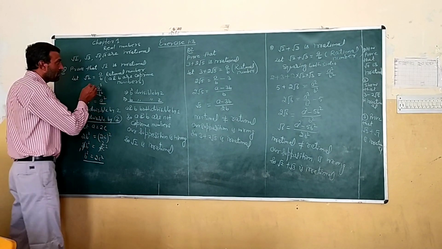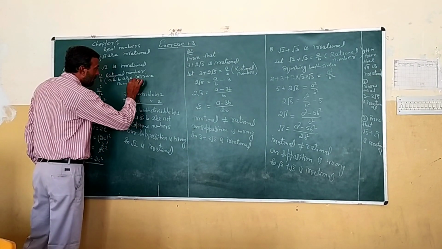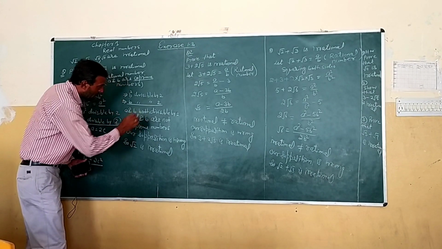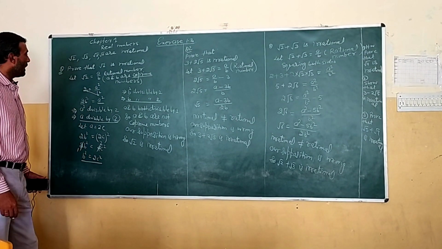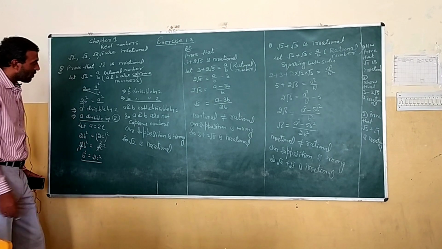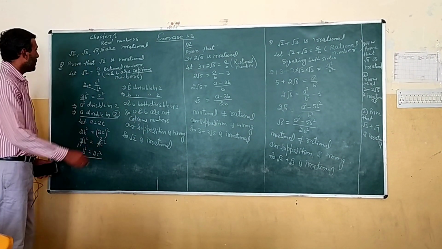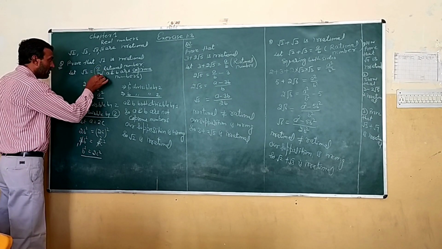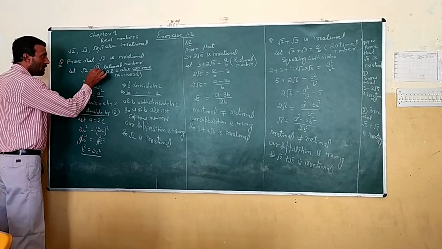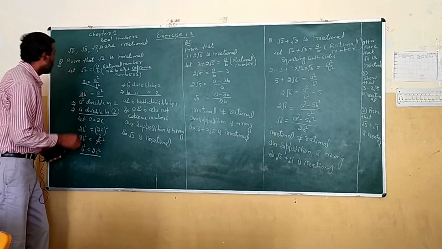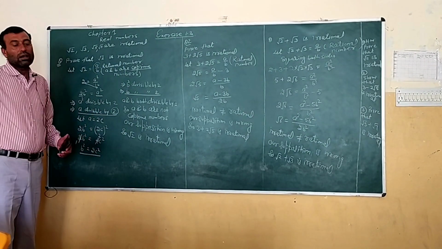So this condition, that a and b are co-prime, is wrong, because both a and b are divisible by 2. So a and b are not co-prime. Our supposition that root 2 is a upon b, a rational number, is wrong. So root 2 is not rational, it is irrational.